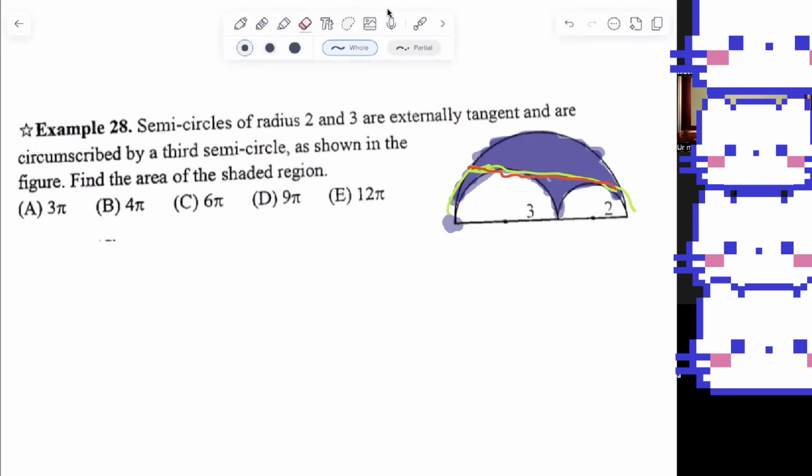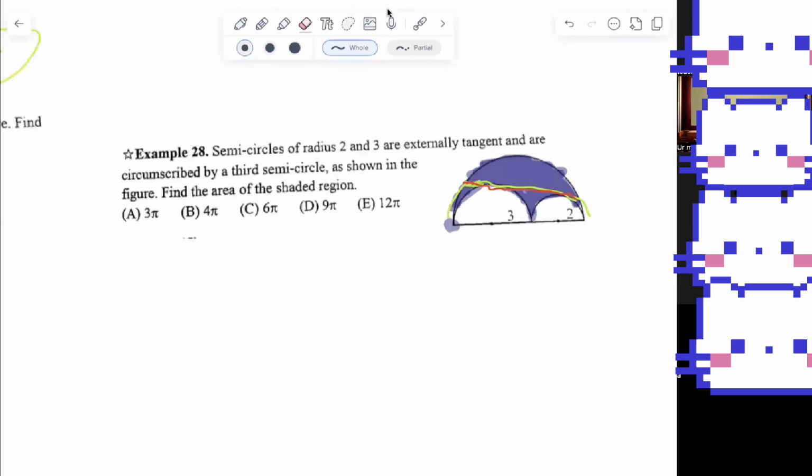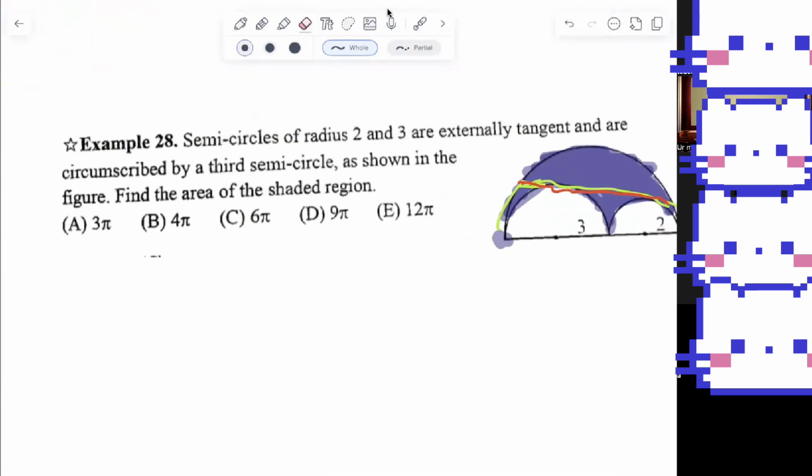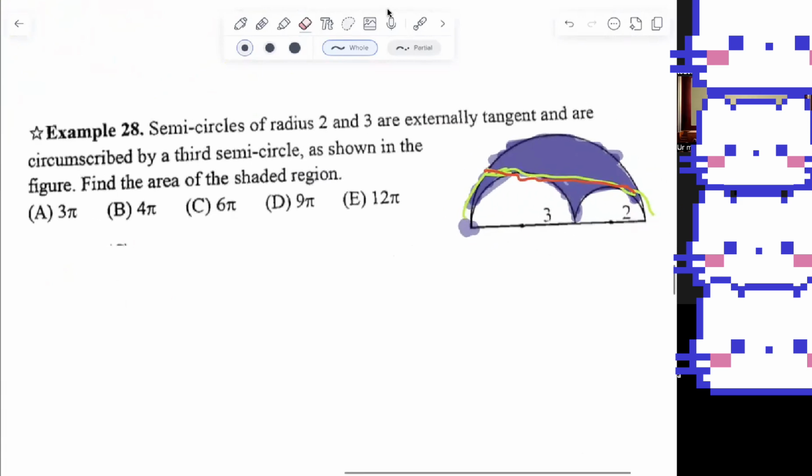Okay, so now let's look at a scenario with this question. How would you solve this problem? 28. Semicircles of radius 2 and 3 are externally tangent and circumscribed by a third semicircle as shown below. Find the area of the shaded region. Well, there are two methods of approach. One, completing the circle. Two, straight out bash, just calculate all of this. So the answer was C, in fact.